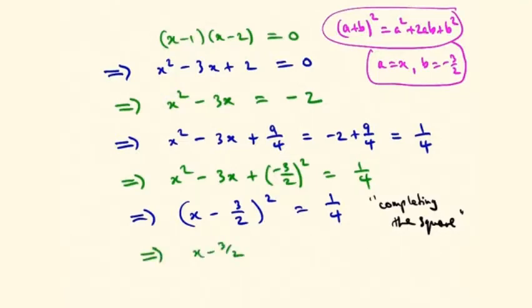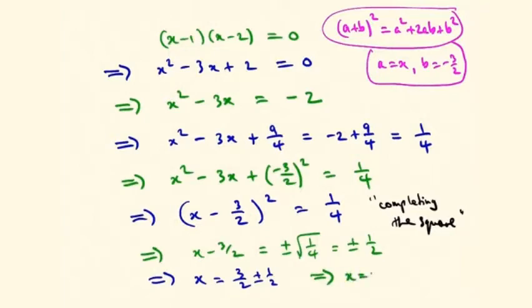If we take square roots of both sides, on the left-hand side we get x minus 3 on 2. On the right-hand side we get plus or minus the square root of a quarter, which is plus or minus a half. By adding 3 on 2 to both sides, we isolate x as 3 on 2 plus or minus a half. 3 on 2 plus a half is 2. 3 on 2 minus a half is 1. So we get the two answers that we saw previously.